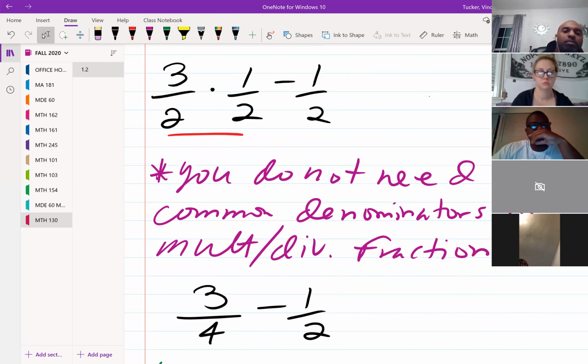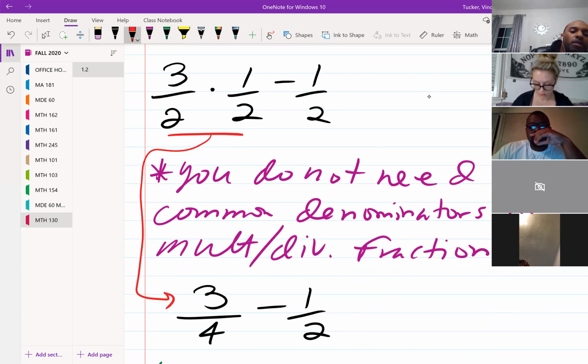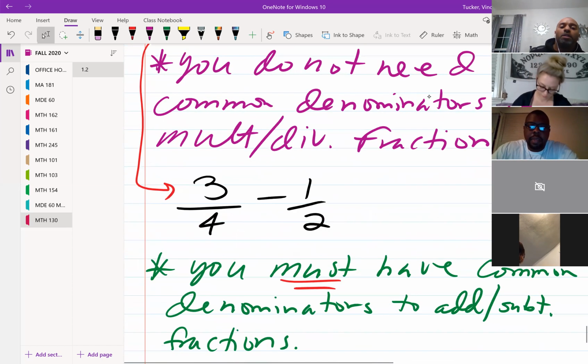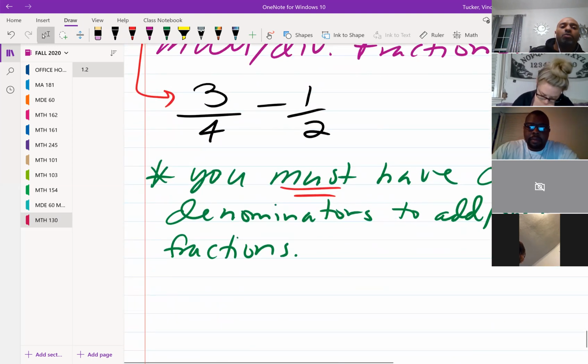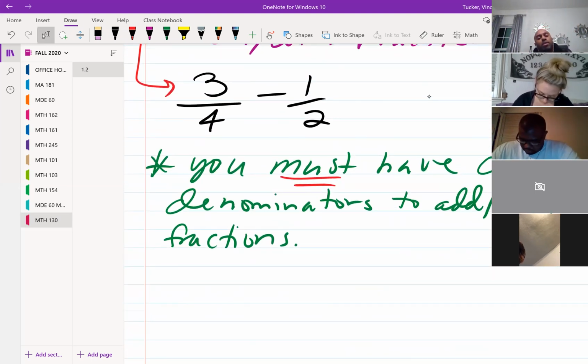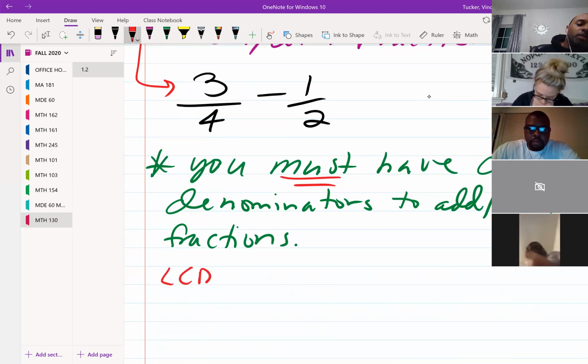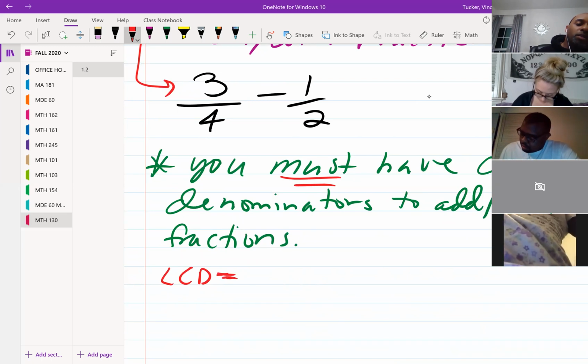Thank you. So the first thing we did was multiply 3/2 and 1/2. 3 times 1 is just 3. 2 times 2 is 4. So that's how we got 3/4. So now we need to subtract 3/4 and 1/2. So we need a common denominator. Least common denominator is going to be 4.